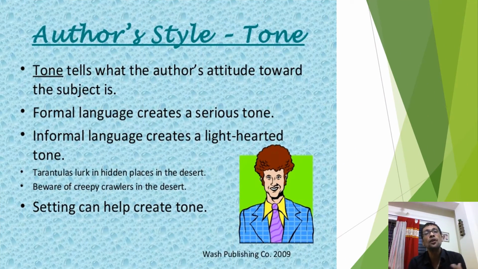Author's style, we can also call it tone. Tone is another very important ingredient of understanding. What does tone tell you? Tone tells the writer's attitude towards the topic or subject. It's very important to note: formal language creates a serious tone, and informal language creates a light-hearted tone. These are two different things. Setting can help create tone. Sometimes the setting of a poem, novel, or drama can give you a different type of tone. So tone is basically the writer's overall attitude towards the topic, and this can be understood by the words the writer uses in his or her language.